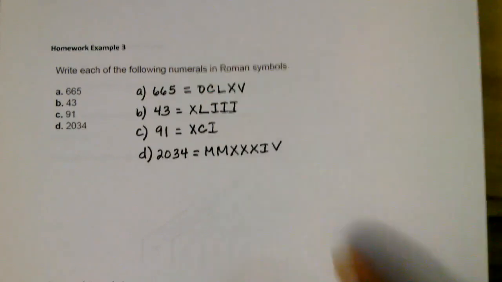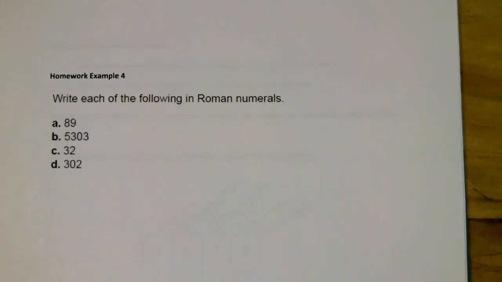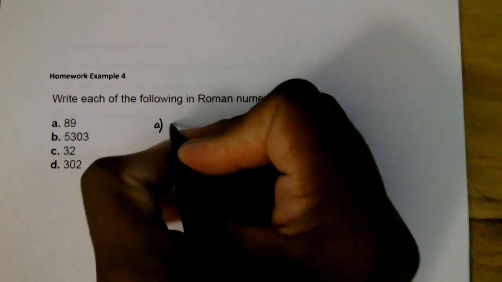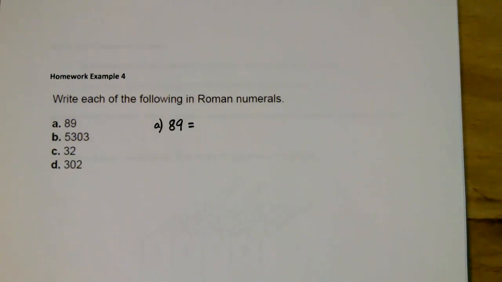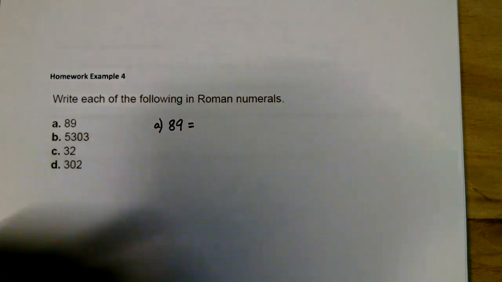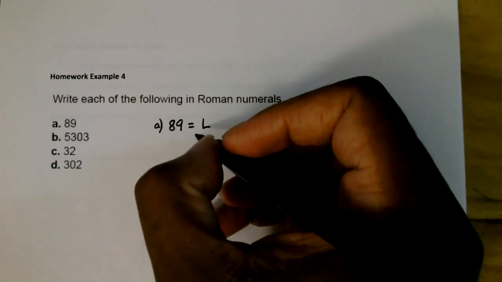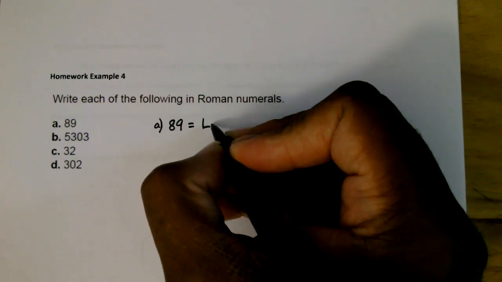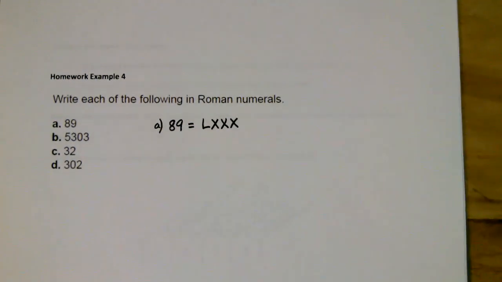Okay. And here's another homework example dealing with Roman numerals here. Let's say I want to write each of the following in Roman numerals, like the number 89. Well, for 89, I know 50 is going to be the Roman numeral. For 50, the Roman numeral is L. X is the Roman numeral for 10, so I can use 3 X's for that. So this represents 80.